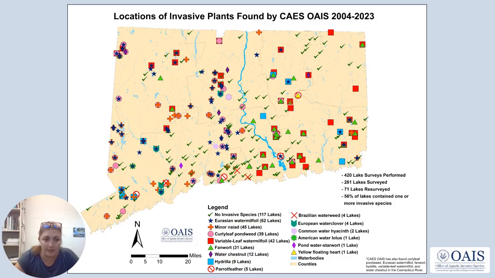But the most common invasive aquatic plants found in the state are Eurasian watermilfoil, minor naiad, curlyleaf pondweed, variable leaf watermilfoil, fanwort, water chestnut, and hydrilla. So those are the big ones, and then the others we see, but not so commonly. Normally it's in a water garden or some very specific small case that we see those.